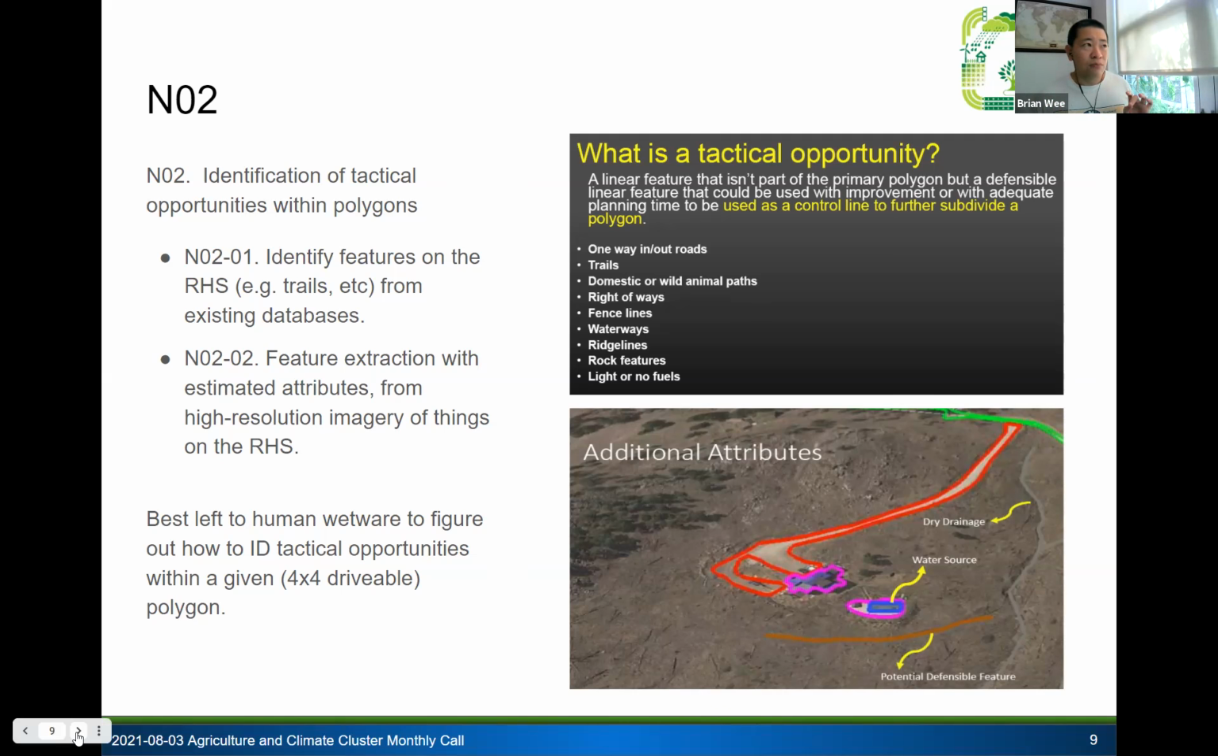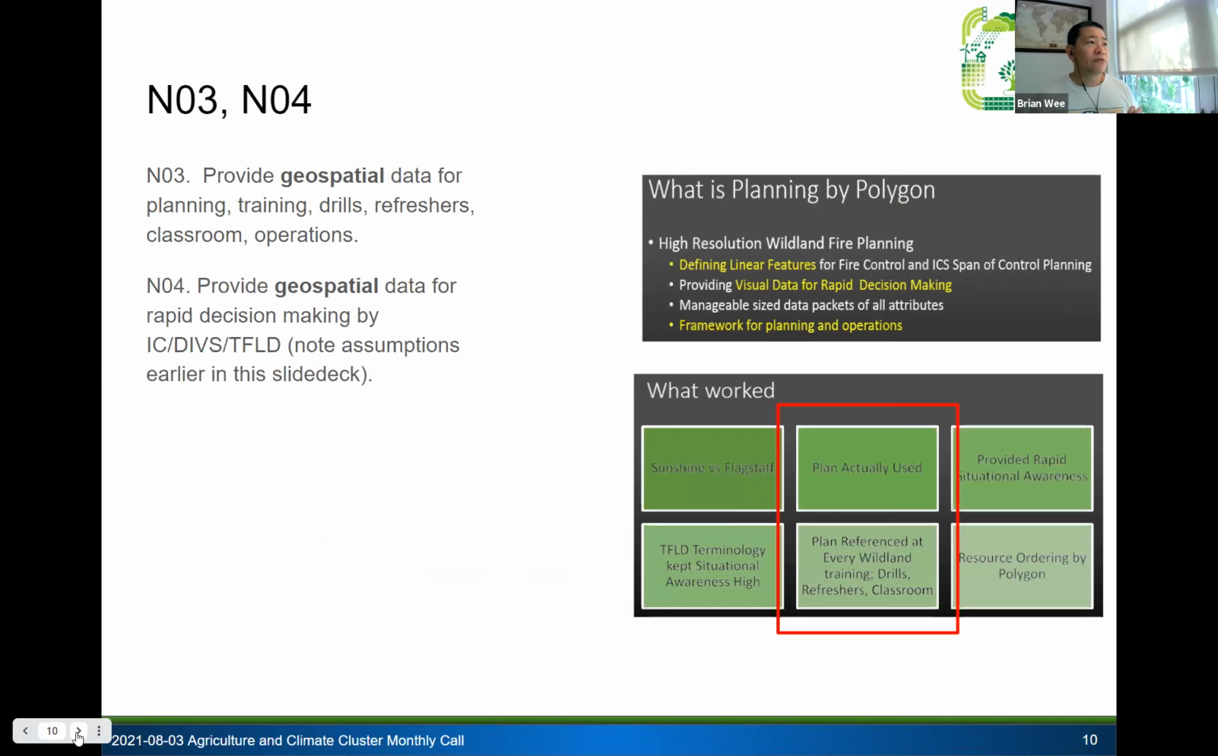Any quick comments here before I move on to need 3? Okay, so needs 3 and 4 are very related.